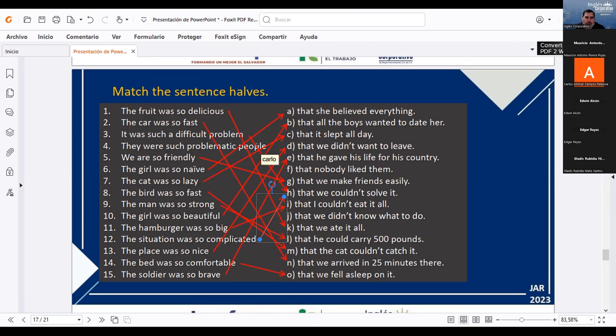Four F. You may continue with the next one.